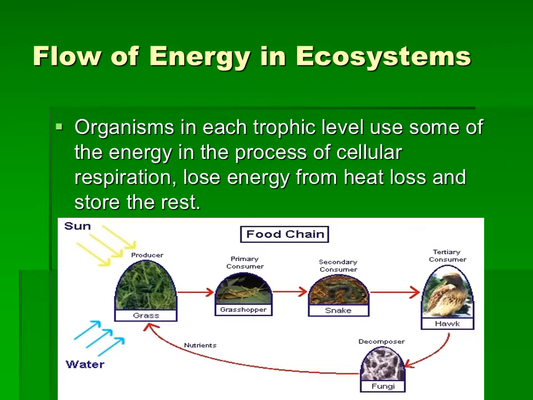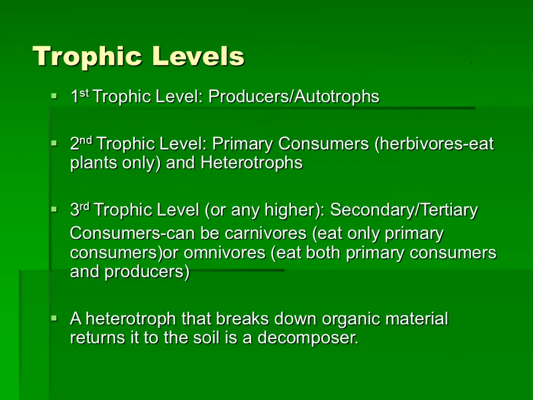Okay, then the primary consumers, like little insects, grasshoppers, eat the producers, the grass. And then the snakes, secondary consumers, are going to eat the grasshoppers. And then the tertiary consumers, the hawks, are going to eat the snakes. When anything dies, it's going to decompose, and fungus is going to help it. That provides nutrients for the grass, and the food chain starts all over again.